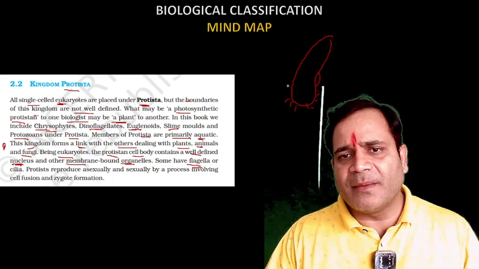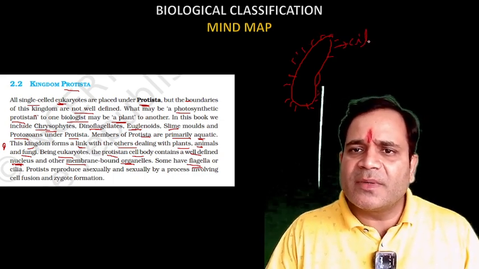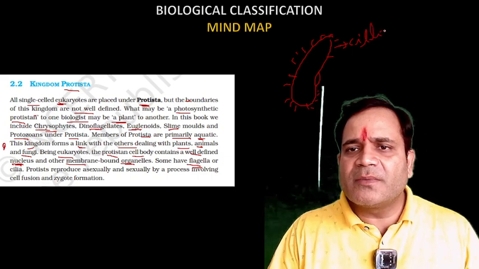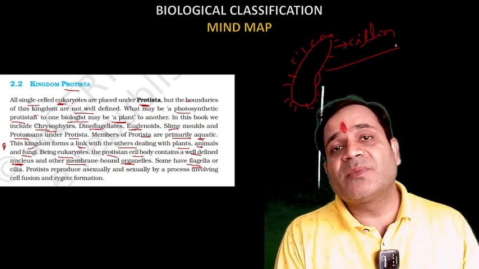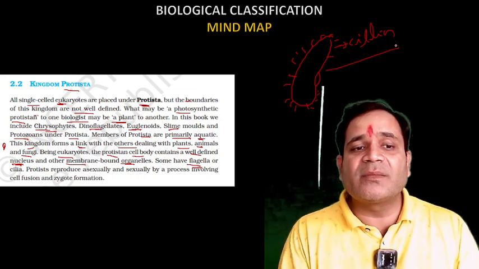This one is what? Paramecium. See here, this one is what? Cilia. And this cilia is responsible for what? Locomotion or capturing of food materials, my dear.